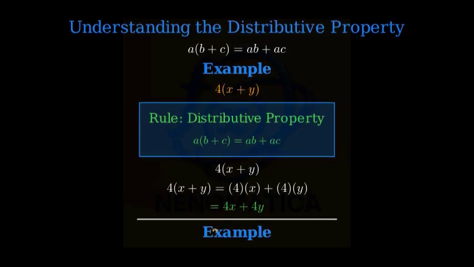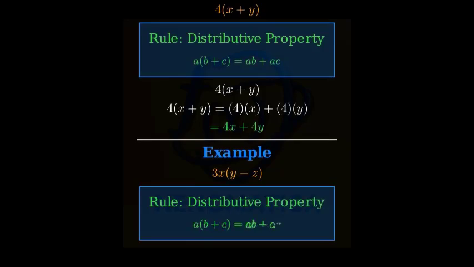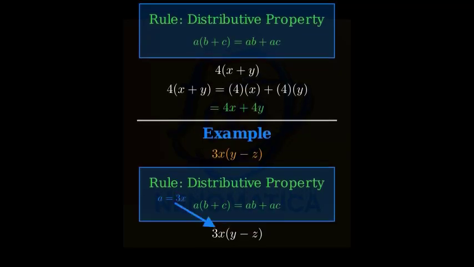Our second example asks us to multiply 3x and the expression y minus z. Again, we'll use the distributive property. Remember the rule. When multiplying a term by an expression in parentheses, we distribute the term to each part inside the parentheses. In this case, 3x is our outer factor, and y minus z is our expression in parentheses. Note that the same property applies even when the expression inside parentheses has subtraction.